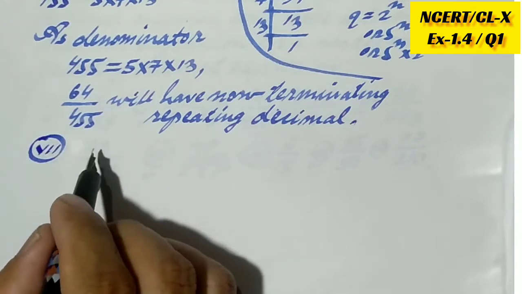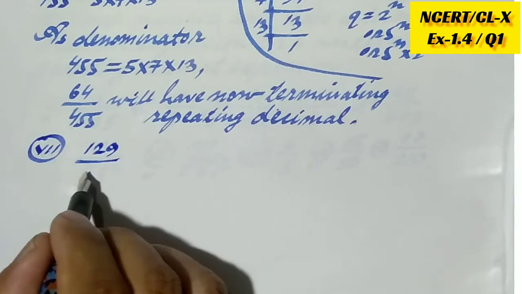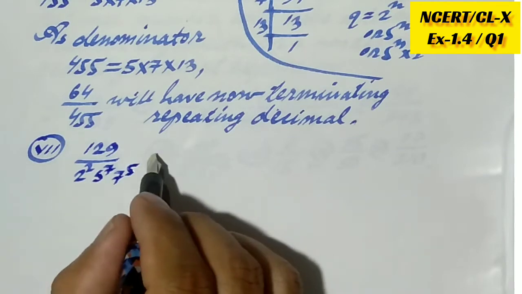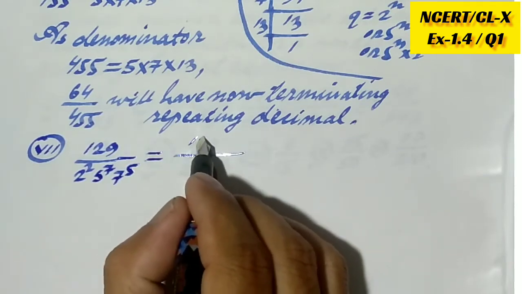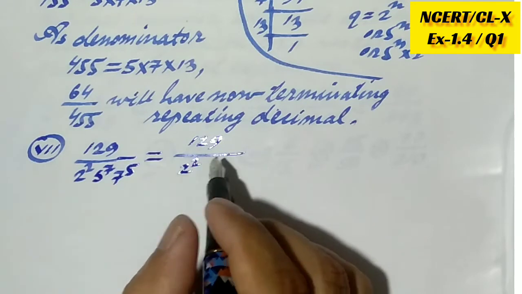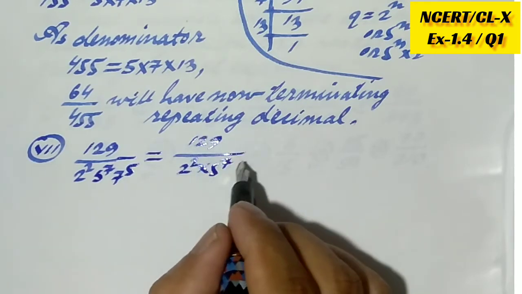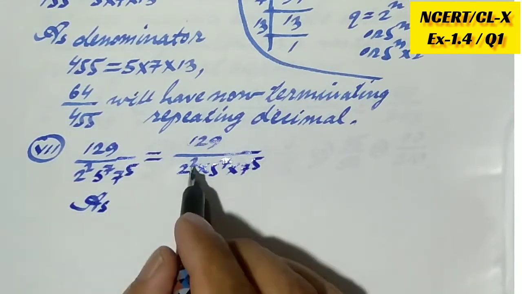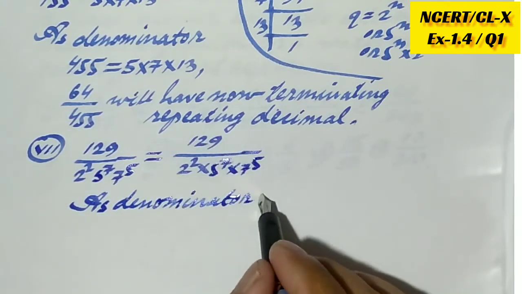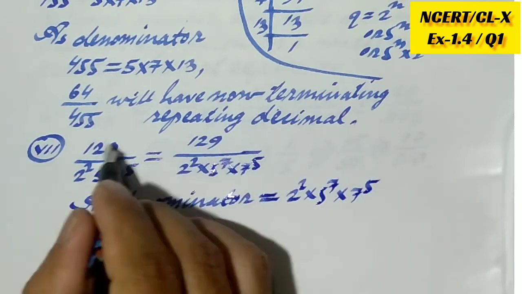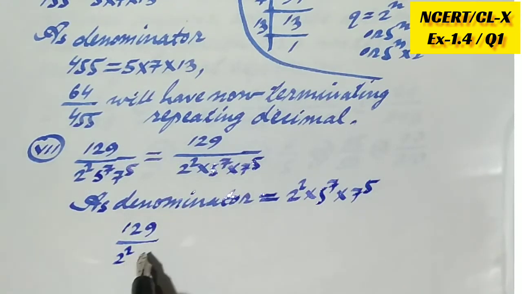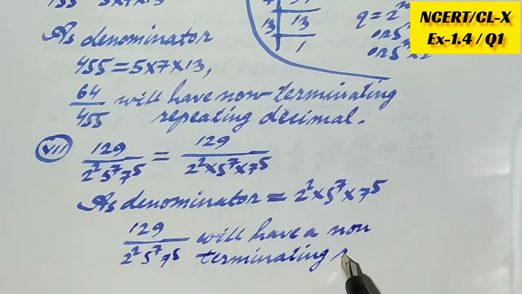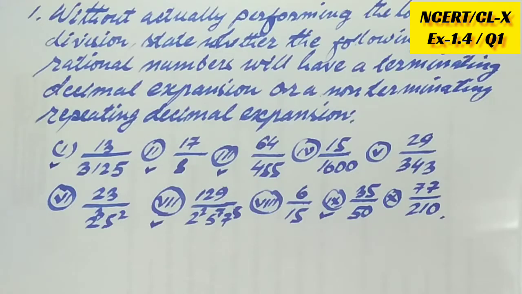Let's come to Roman number 7, that is 129 by 2 to the power 2, 5 to the power 7, 7 to the power 5. Let us keep it in factor form, 2 to the power 2 into 5 to the power 7 into 7 to the power 5. So, similar to the others, the denominator is equal to 2 to the power 2 into 5 to the power 7 into 7 to the power 5. Therefore 129 by 2 to the power 2, 5 to the power 7, 7 to the power 5 will have a non-terminating repeating decimal expansion.